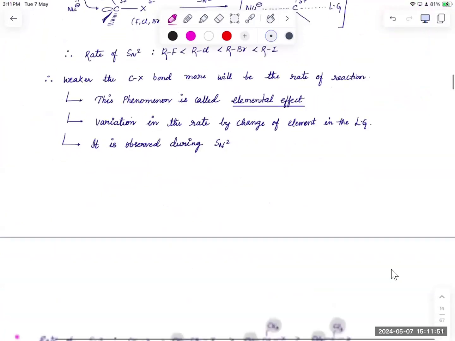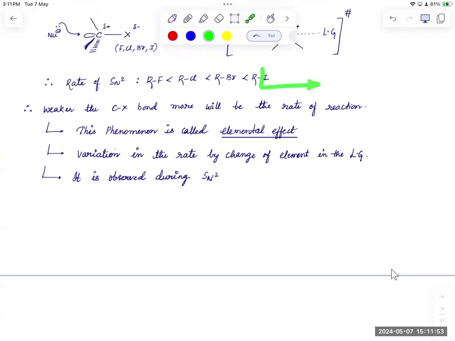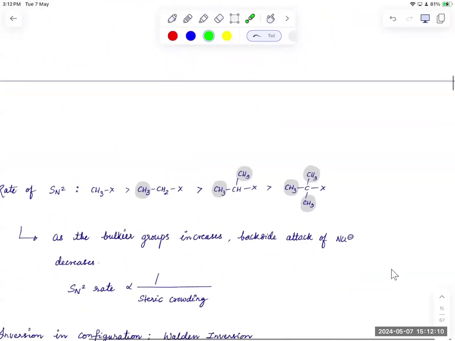Now, this phenomenon where iodine gives a better rate compared to bromine, then chlorine, then fluorine, is called the element effect. The variation of rate by the change of element in the leaving group is observed during SN2 reaction, right?